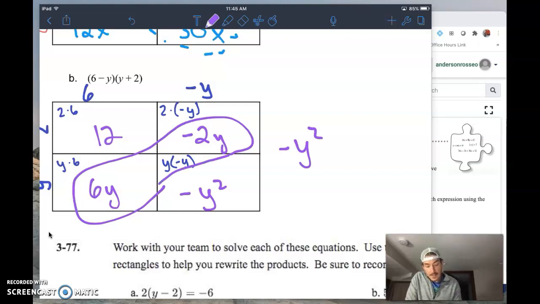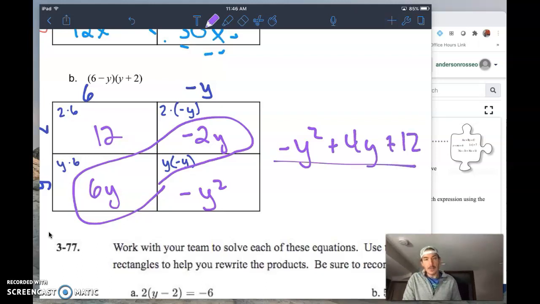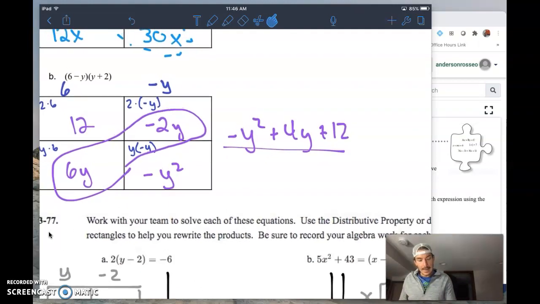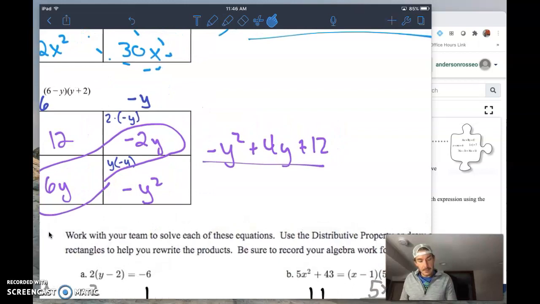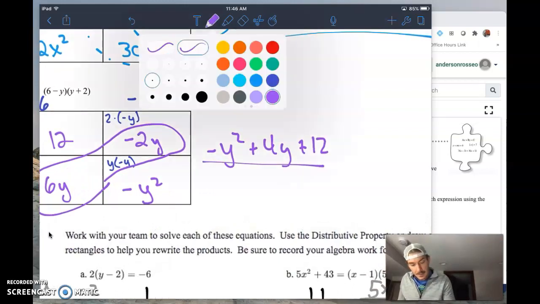2y, negative 2y, and 6y. That makes positive 4y. And then finally, that 12 just gets tacked on the end. Okay? So there's going to be our answer. And what does that thing look like, folks, if we have a multiplication using that distributive property? Because that was the other option they gave me.